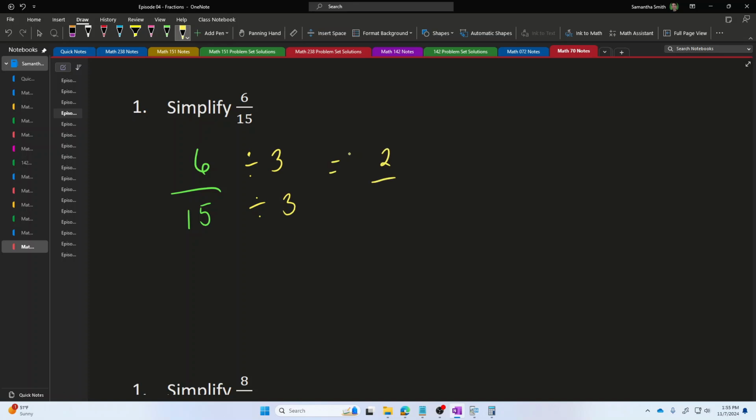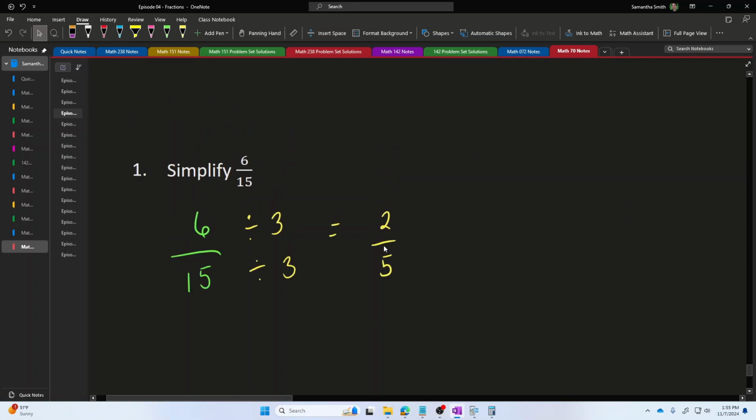6 divided by 3 is 2. 15 divided by 3 is 5. So the simplified version of this same fraction would be 2 over 5. It's the same amount, it's just the numbers are smaller.